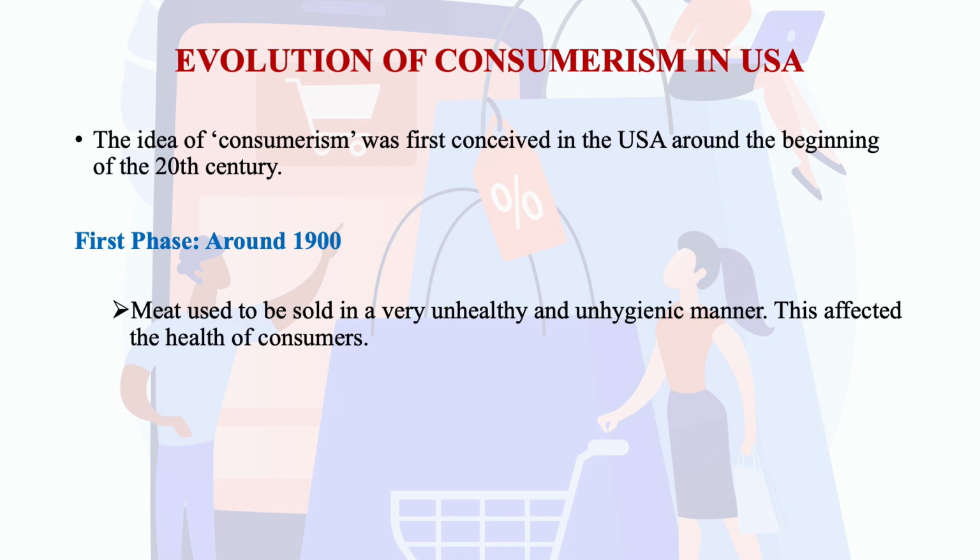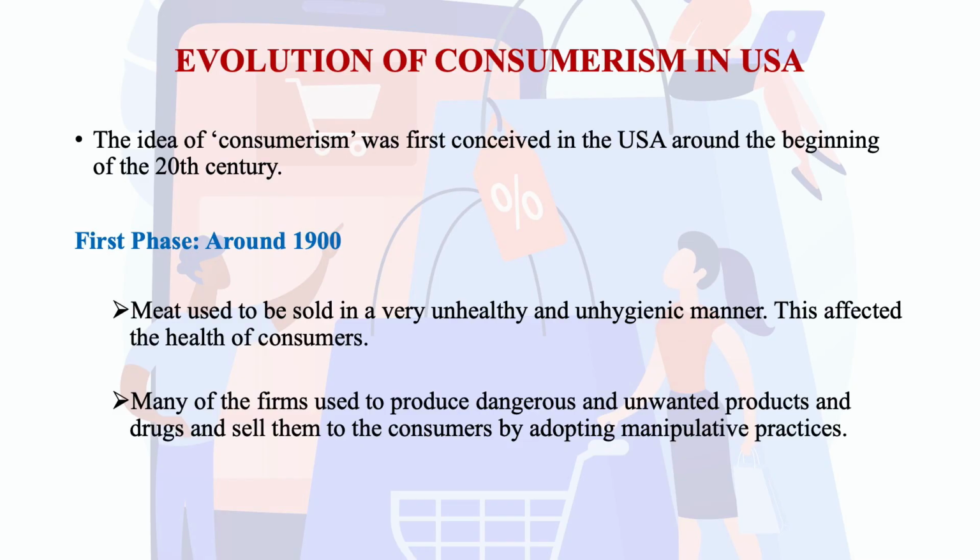The dissatisfaction undergone by consumers in America was with specific reference to meat, which used to be sold in a very unhealthy and unhygienic manner, which affected the health of consumers at large. The people were finding it very difficult to get a solution or relief for that. That was the period of 1900 or so. Then many firms used to produce dangerous and unwanted products and drugs and sell them to consumers by adopting manipulative practices, such as selling adulterated goods. This type of practice was followed.